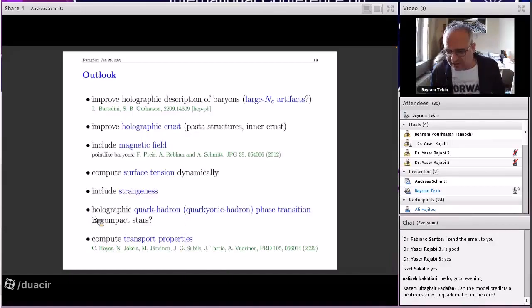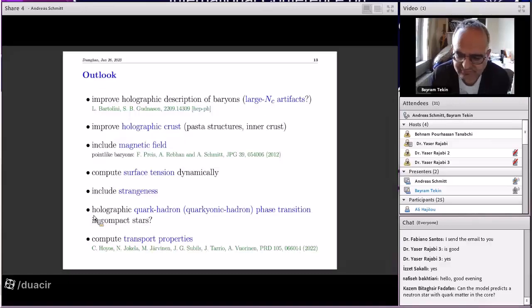Kazim is asking, Andreas, thank you for this interesting talk. Can the model predict a neutron star with quark matter in the core? Okay, I understood the question.